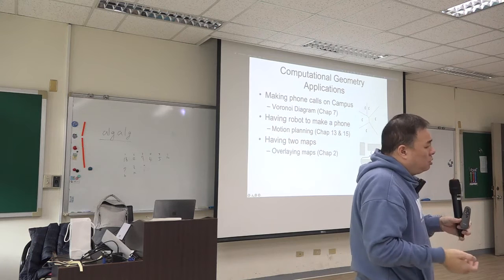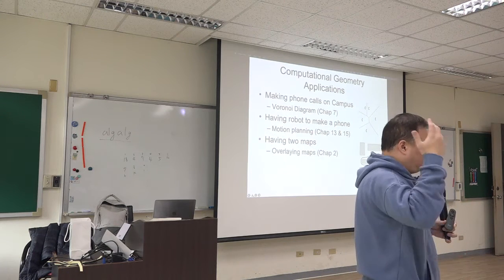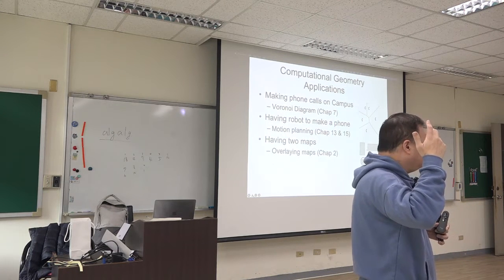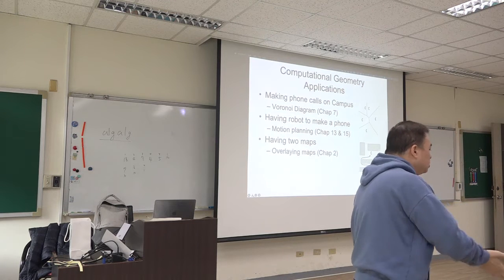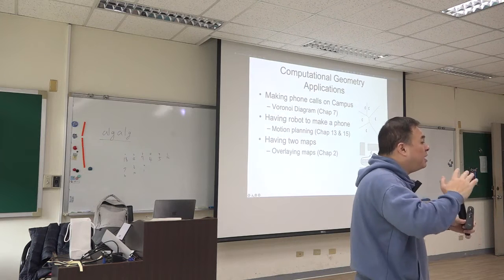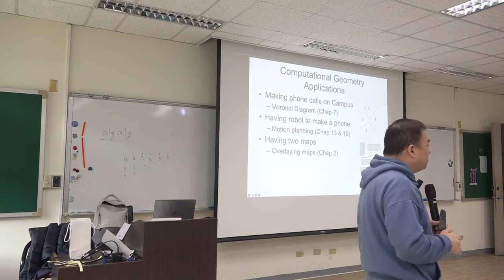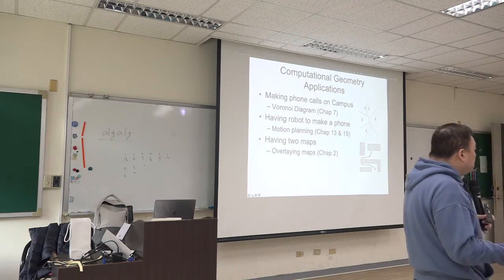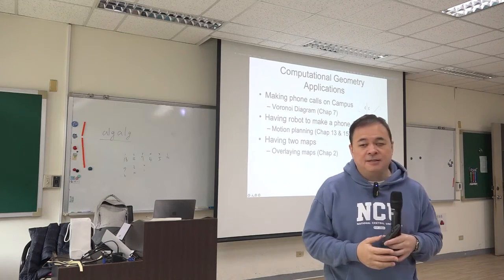But if it's a human doing that, we just assume those two maps are transparent and we can overlay those two maps, right? But how about if you want a computer to do that?